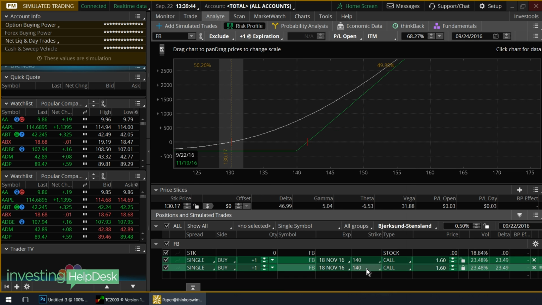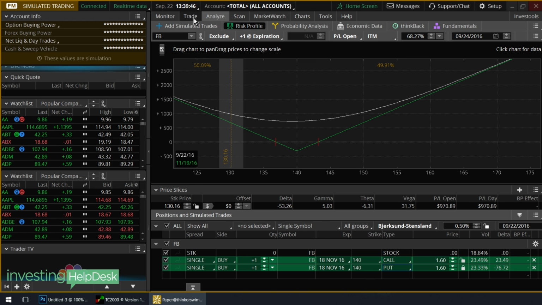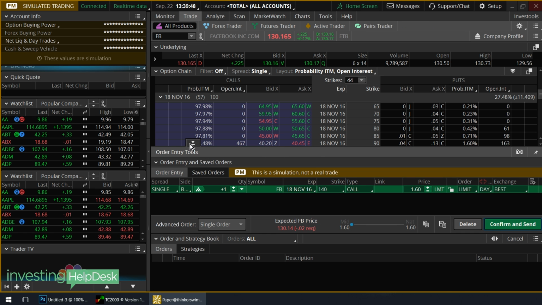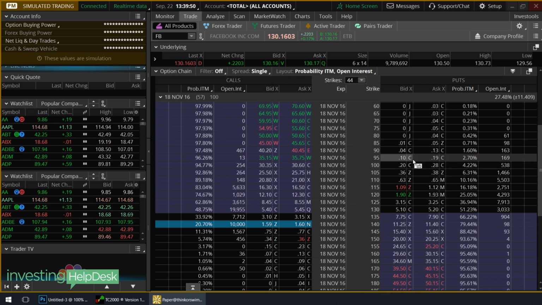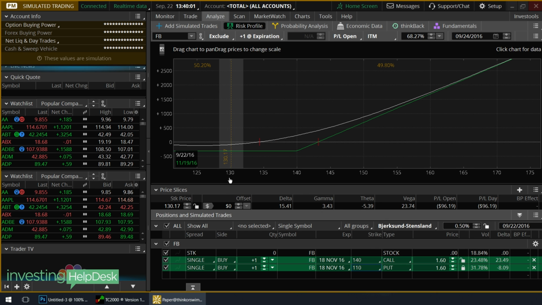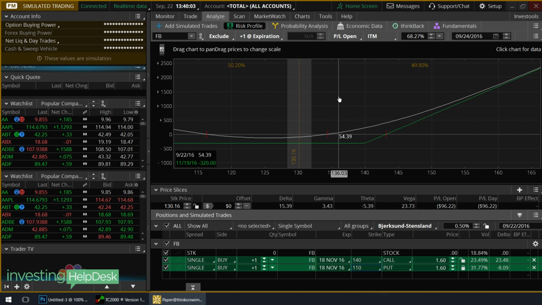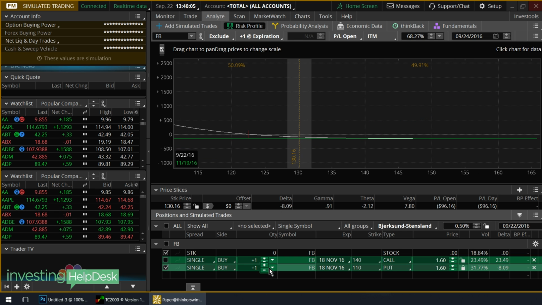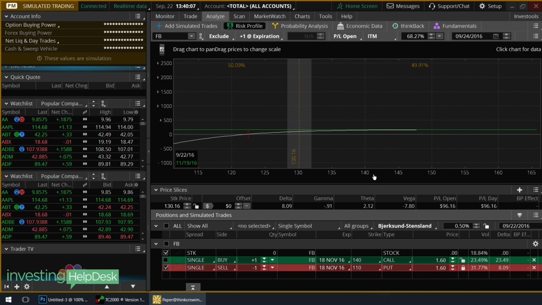analyze the trade. We're going to go to a put, and the put that we're going to do, let's just say it's a 110 put. So I go to the 110 range. Keep in mind the stock's current price is right around 130, 130.17. And now we're actually going to go and sell this put.